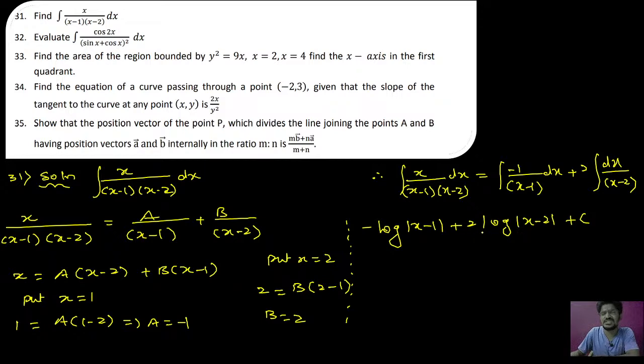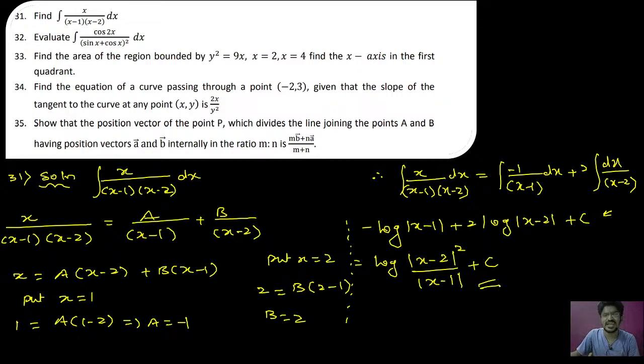So here you can just take this as log of (x minus 2) whole square, log a minus log b. If you say, I can skip one step and I will write it as log of mod of (x minus 2) whole square divided by mod of (x minus 1) plus c. This will be our answer. But at least you have to write this step.